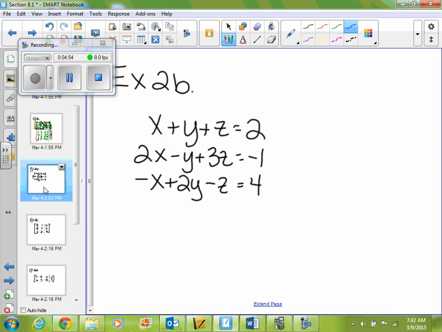Okay, if I do the same thing for 2b, I'm given the system x plus y plus z equals 2, 2x minus y plus 3z equals -1, negative x plus 2y minus z equals 4. So I know that I have 1, 2, 3 rows, and 1, 2, 3, 4 columns.